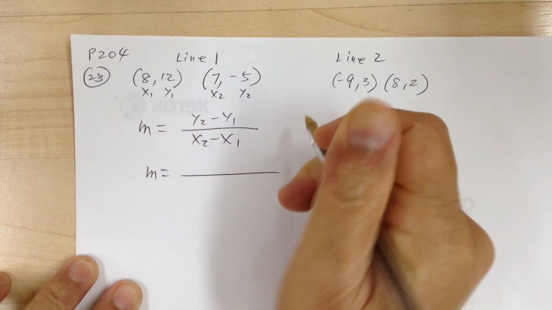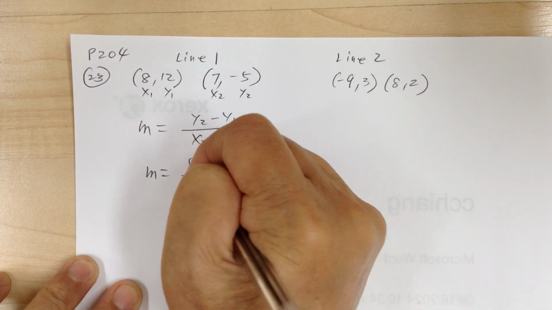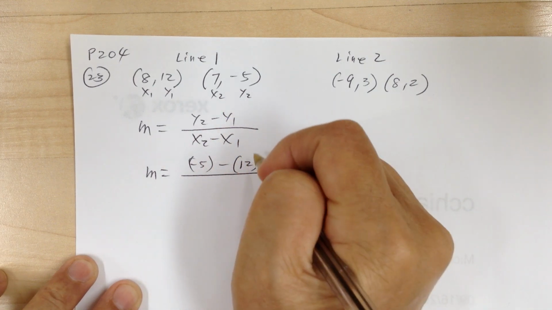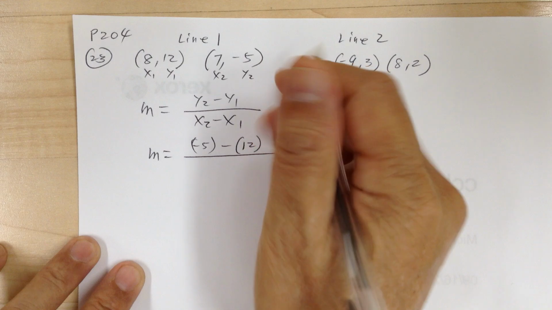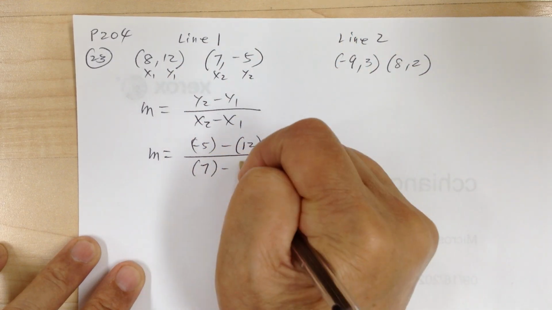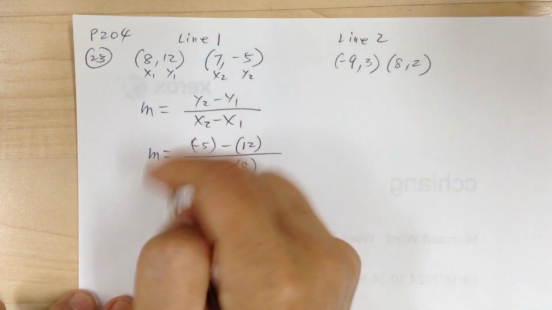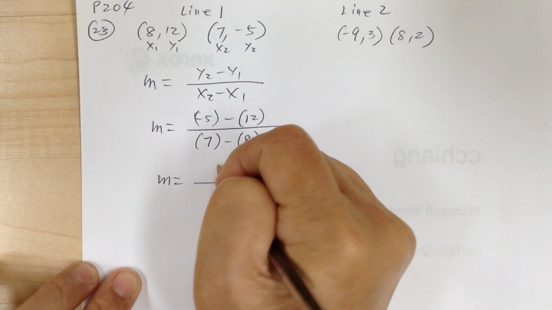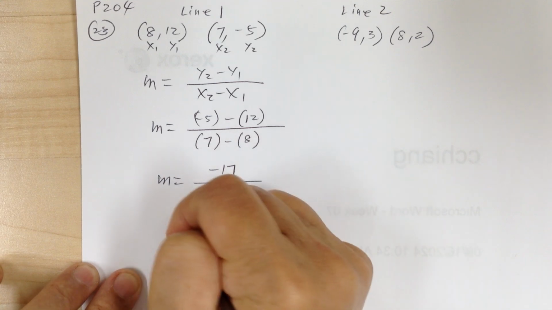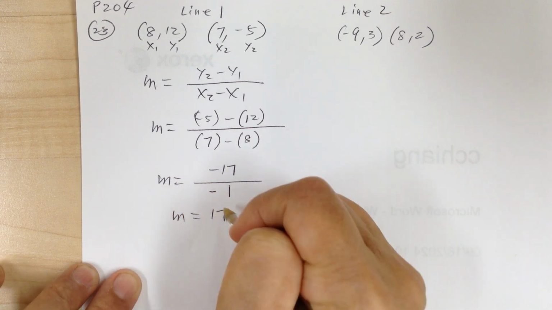So slope equals negative 5. And remember, whatever you substitute, put the point in parentheses, so that will help to keep track of your negatives. So y2 minus y1 over x2 minus x1. So the slope of this will equal negative 17 over negative 1, so slope equals 17.